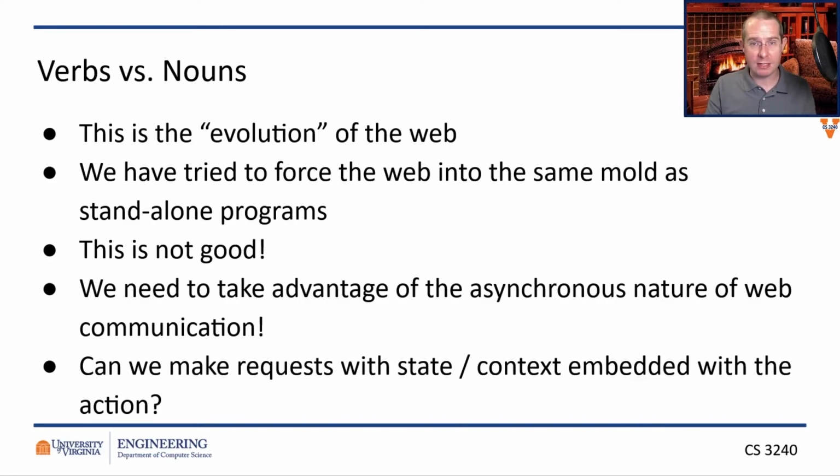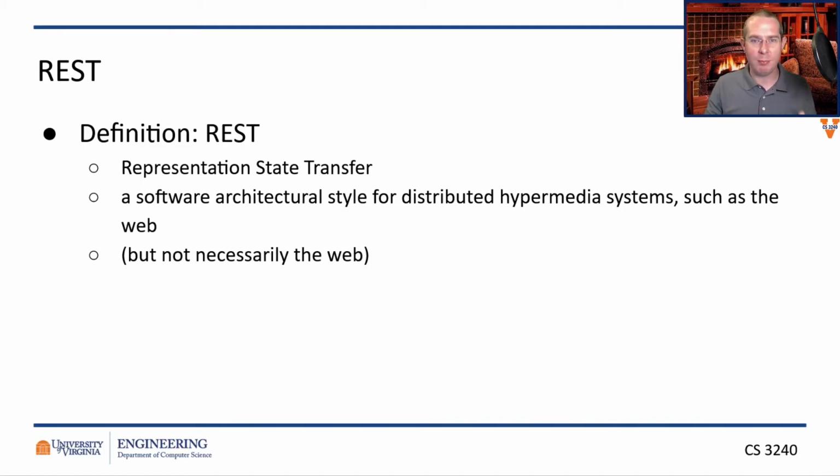If we fully embrace the asynchronous nature of the internet, then we can build really cool applications that allow us to send our requests to any server as long as we can tell it the state in which we are coming. So we need to find a way to embed our state in the action. This is what representation state transfer is. This is REST. REST is a way of solving this problem. Good modern web applications use REST as an architectural design pattern for solving things.